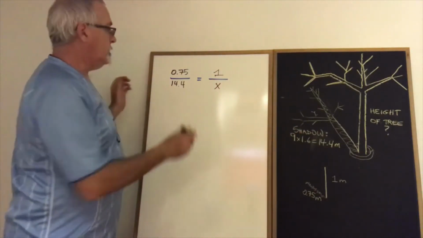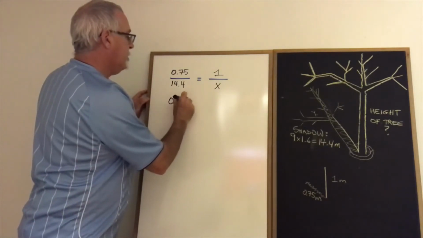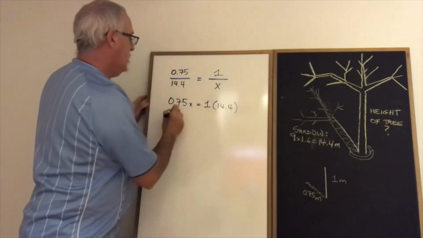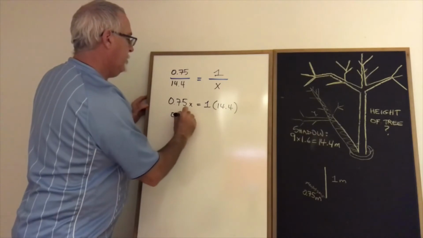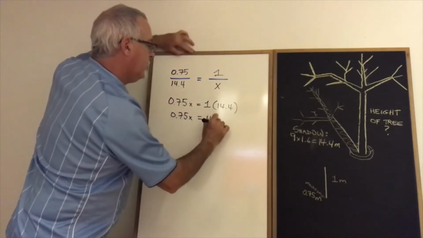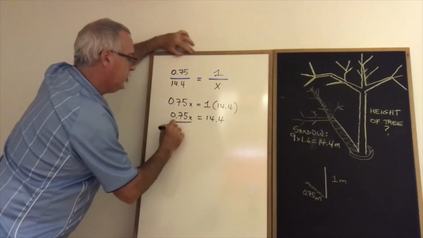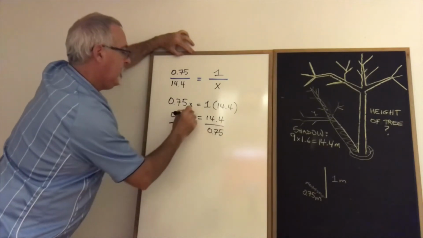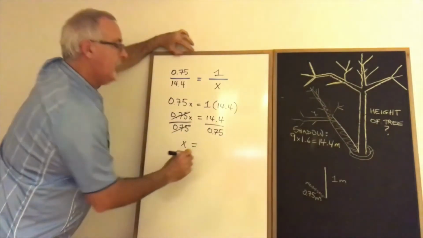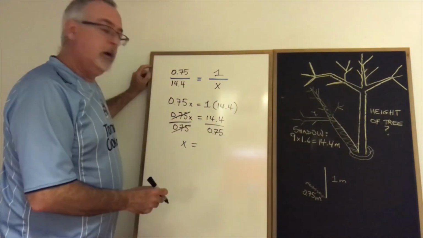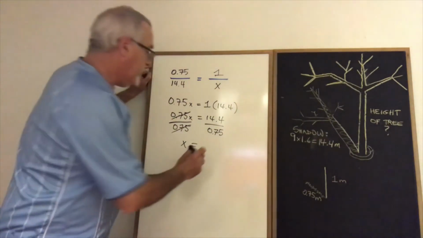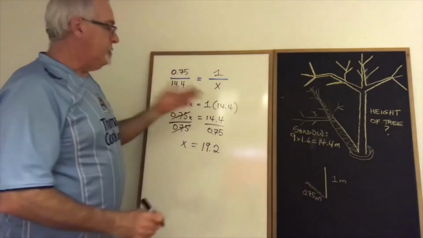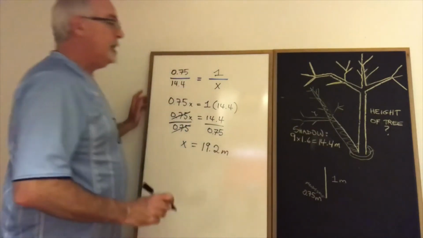And now all we have to do is cross multiply. 0.75 times x is equal to 1 times 14.4. Therefore, 0.75x equals 14.4. We have to divide both sides by 0.75. And these cancel, our x is isolated, and once we do this division, we have our answer. 14.4 divided by 0.75 is equal to 19.2. Now, in all cases, the unit of measure was meters. This will be 19.2 meters.